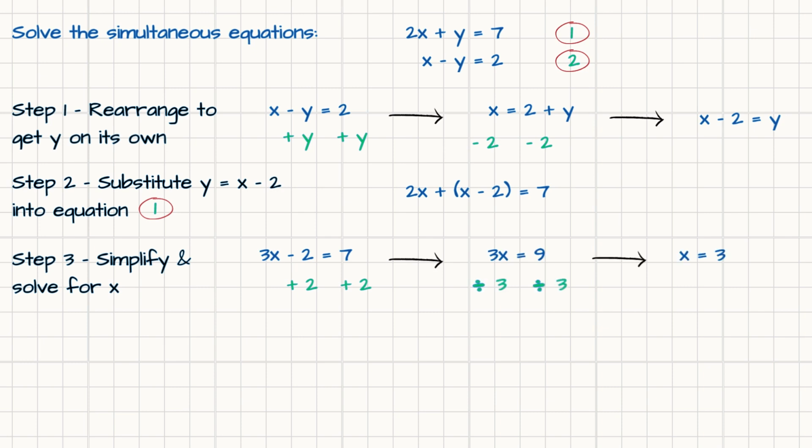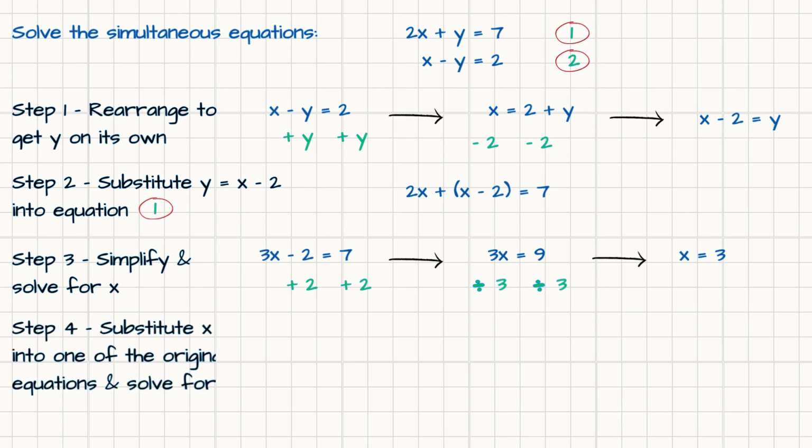Now that we know x, for the final step, we can substitute back into either of the original equations to find y. Let's use the second equation, which we've already rearranged for y. y equals x minus 2. Substituting x equals 3 gives us y equals 3 minus 2, which equals 1. So the solution for our simultaneous equations is x equals 3 and y equals 1.